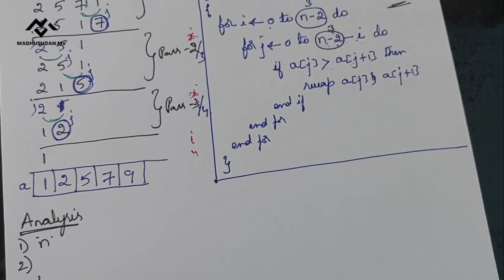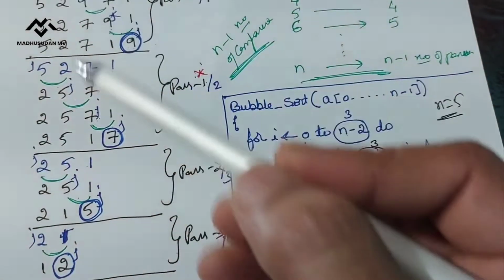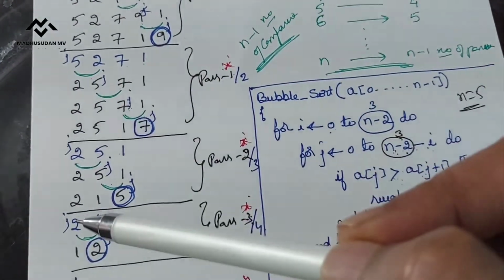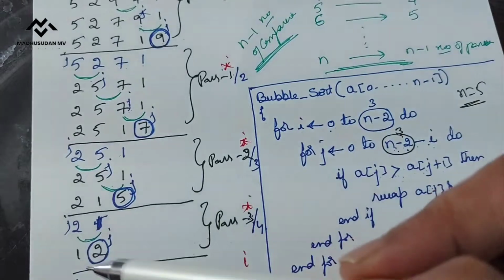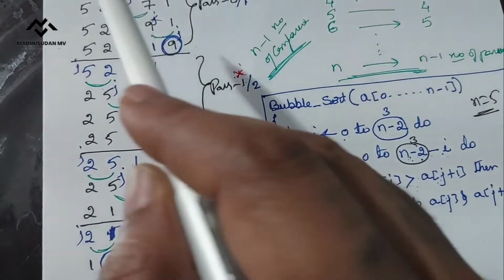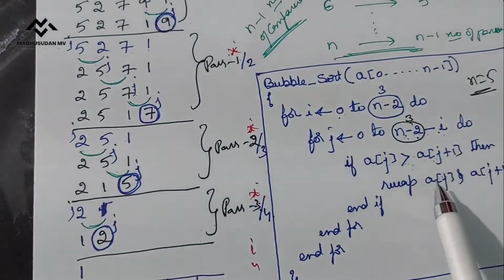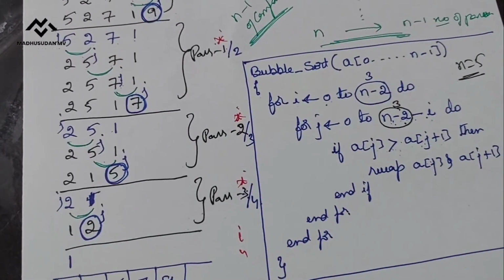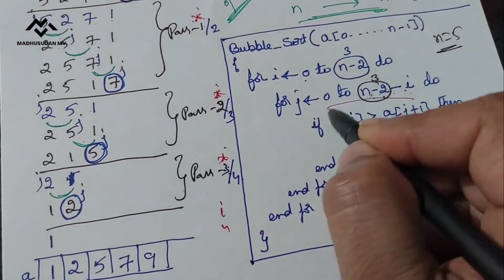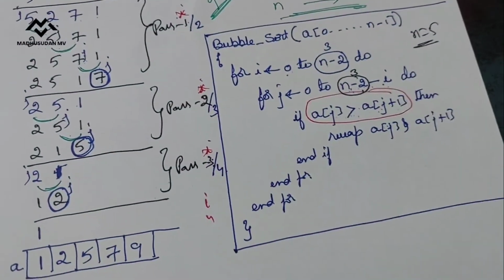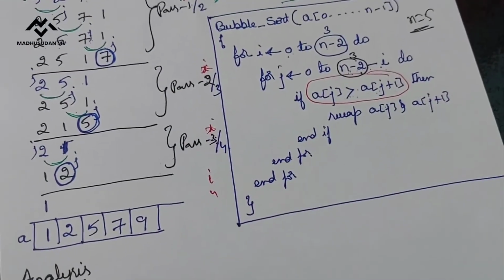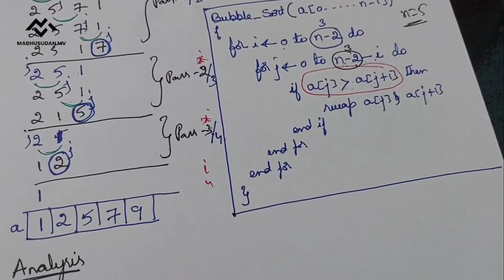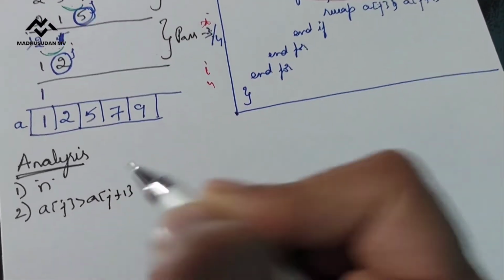Second step, we need to identify the basic operation. Actually, what is the operation we did? Whether we did any addition, subtraction, multiplication, nothing. We did only one kind of operation. What is that? Swapping and comparison. And we did swapping based on the result of the comparison. So our comparison operation is the basic operation. So the comparison A of J greater than A of J plus 1 is the basic operation.